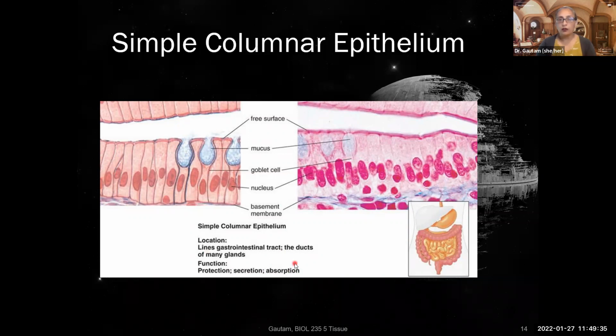So where would you find columnar cells? Well, wherever you need absorptive functions. So the GI tract, ducts of glands, and places like that. So those are our columnar epithelial. And columnar epithelial are going to have interspersed between them these modified epithelial cells called goblet cells, and goblet cells produce and secrete mucus.